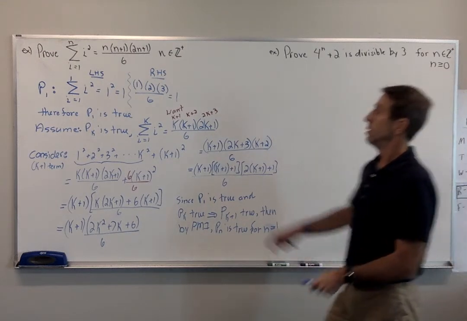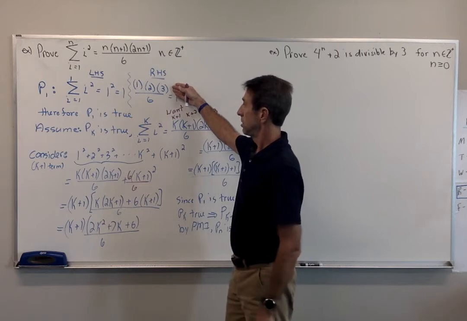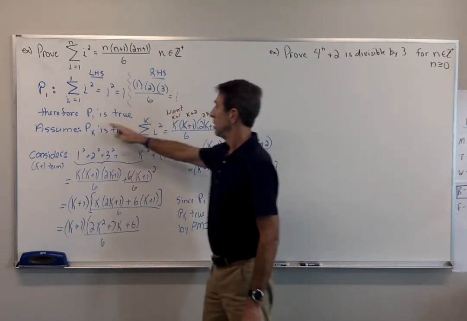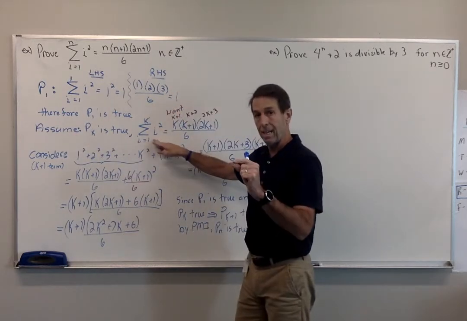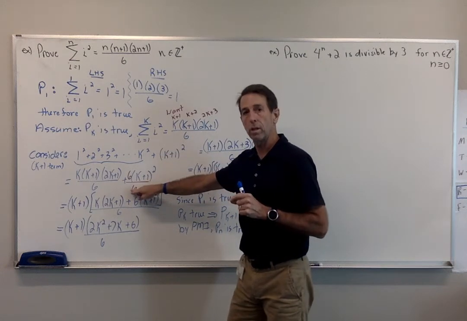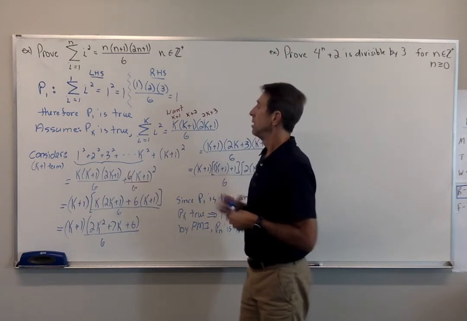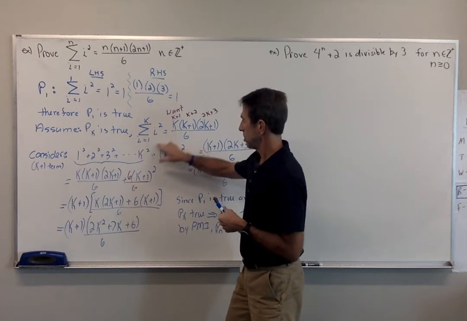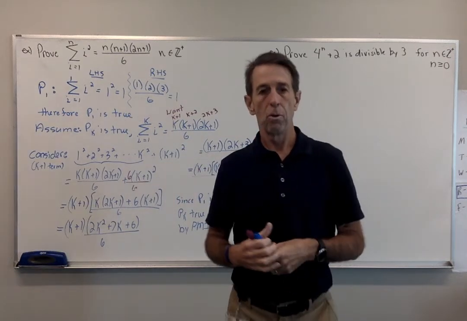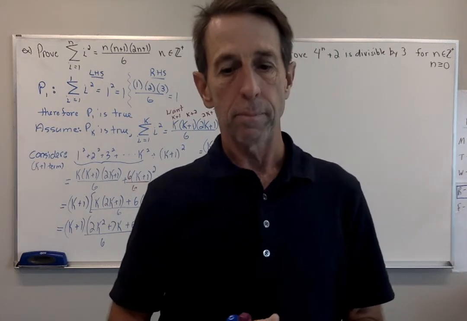And there you go. We have the first case, we establish it. We then have to make an assumption, that's key. Then we have to use this assumption somewhere in our inductive step. In this case, we just created the next term. So that's the way we work with that example.